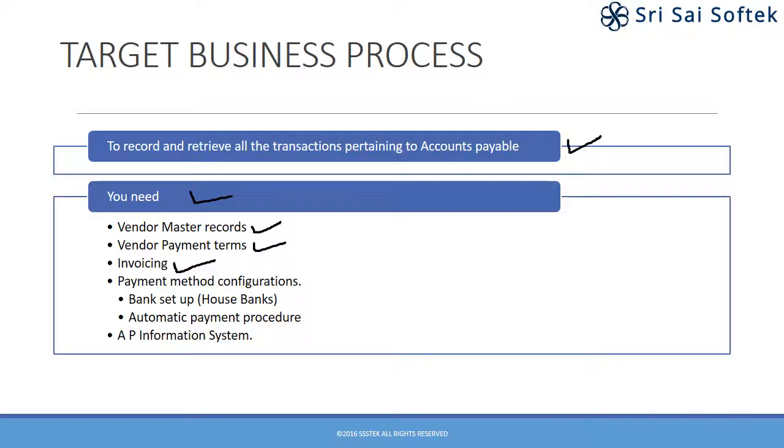Now, there is a vendor master record, there is an invoice, and there is a payment. And this payment has to happen in one particular way, either a check or a transfer or NEFT or bank transfer in any other way. And finally, when you set up all this, you need to see the AP information, that is vendor balances, and therefore we need to set up the AP information system.